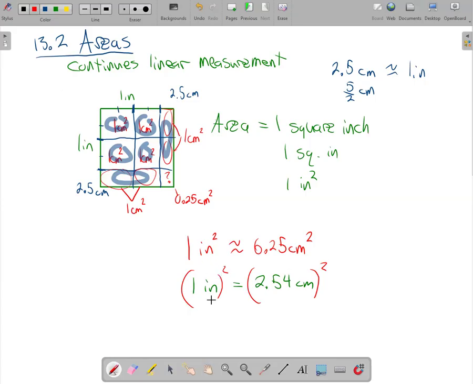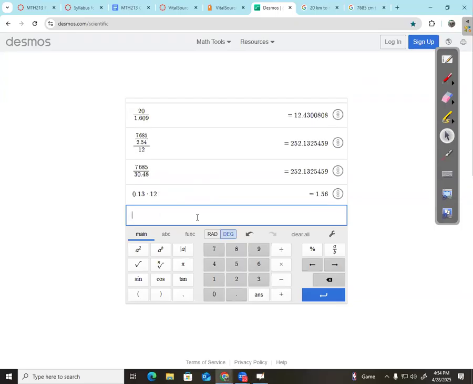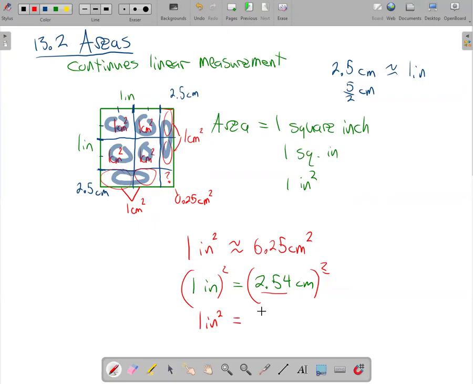So 1 squared is 1, an inch squared is a square inch. So 1 inch squared is then about, and I think I need my calculator to square that. That's not one I want to do off the top of my head. So let's check with Desmos. 2.54 raised to the second power is 6.4516 centimeters squared.